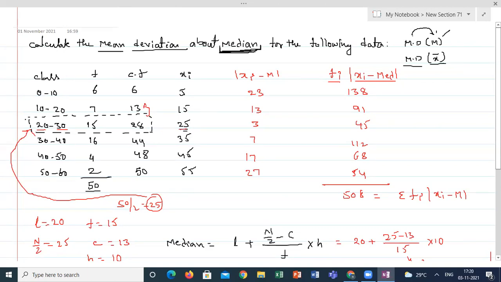Shall I go for one question based on the mean? How to calculate the mean using the step deviation method, students? I can do one question with the help of the step deviation method. Please let me know when you're done, and I will move to the step deviation method.